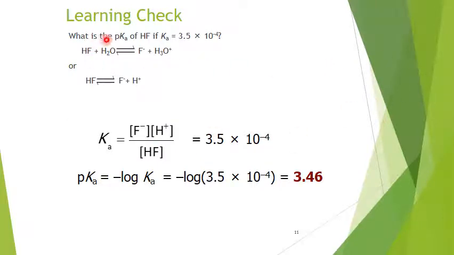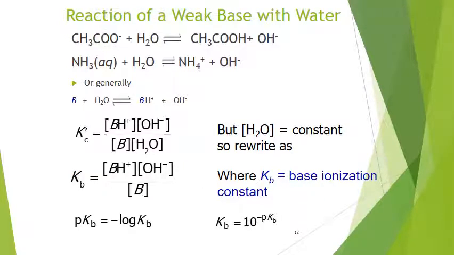Okay, so let's do a problem here. What I want to know is the pKa of HF if the Ka of HF is 3.5 times 10 to the minus 4th. So you can write out the equations as such, but the pKa is simply going to be minus log of Ka. So minus log Ka is 3.46. You don't really need to do all this, but you can just show it. So the pKa is equal to minus log Ka.